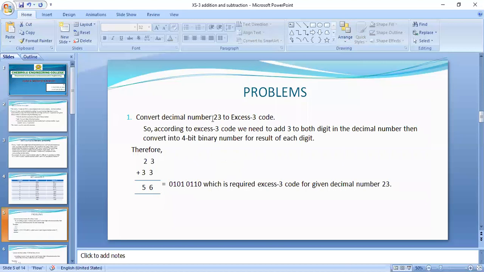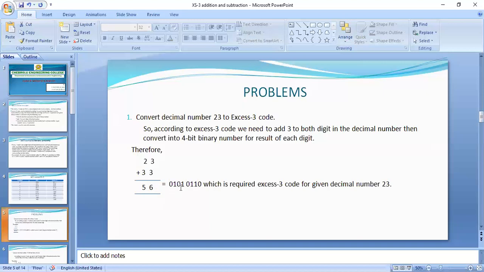If you want to convert this decimal number 23 into XS3 code, it is not in binary, so it is directly in decimal form. What we have to do is add 3 to each decimal digit. 2 plus 3 is 5, and 3 plus 3 is 6. So the equivalent number we get here is 56. For 5, you have to write the equivalent binary, and for 6, you have to write the equivalent binary.